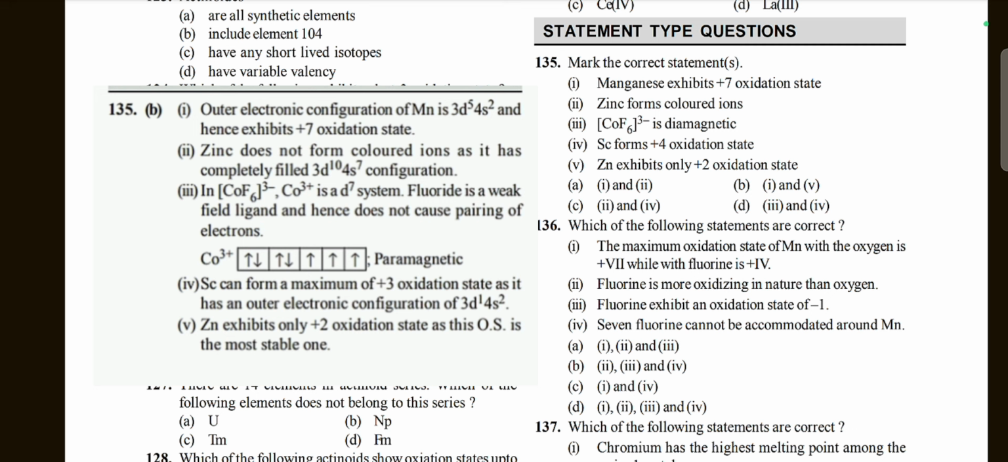Sc forms plus 4 oxidation state. No, it forms a maximum of plus 3 oxidation state, as outer electronic configuration is 3d1 4s2. Zn exhibits only +2 oxidation state. Yes, it is true, because this oxidation state is the most stable one for zinc. So 1 and 5 are correct. Option B will be the answer.